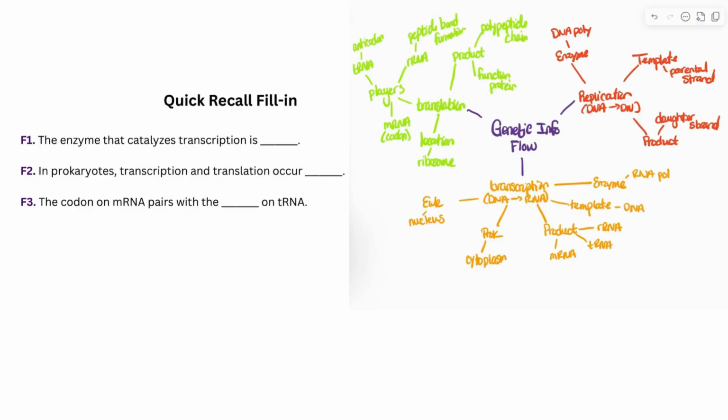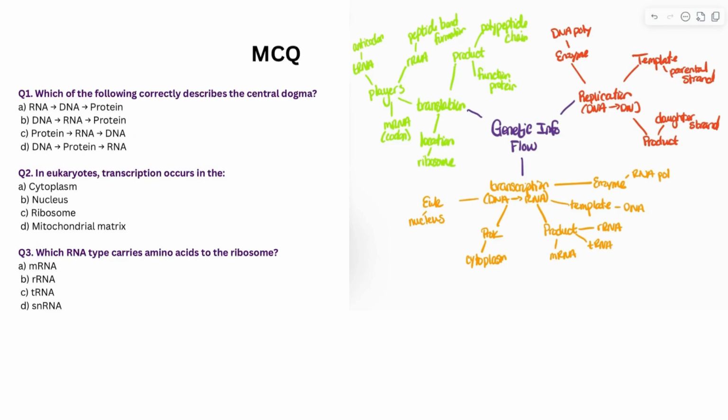Number three, the codon on messenger RNA pairing with the blank on tRNA. So the codon on the messenger RNA pairs with what on the transfer RNA? And that answer is in your notes on the micro mind map. So feel free, put your answers in the chat. We're going to move on to our next slide.